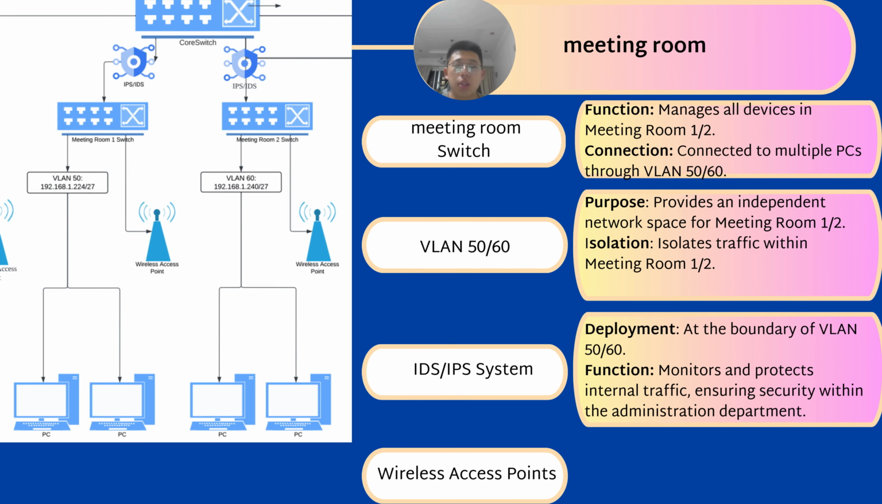About the meeting room, the network in the meeting room is managed by the meeting room 1 and the meeting room 2 switches. Meeting room 1 uses VLAN 50 and meeting room 2 uses VLAN 60. The IDS and IPS system is deployed at the boundaries of VLAN 50 and VLAN 60.